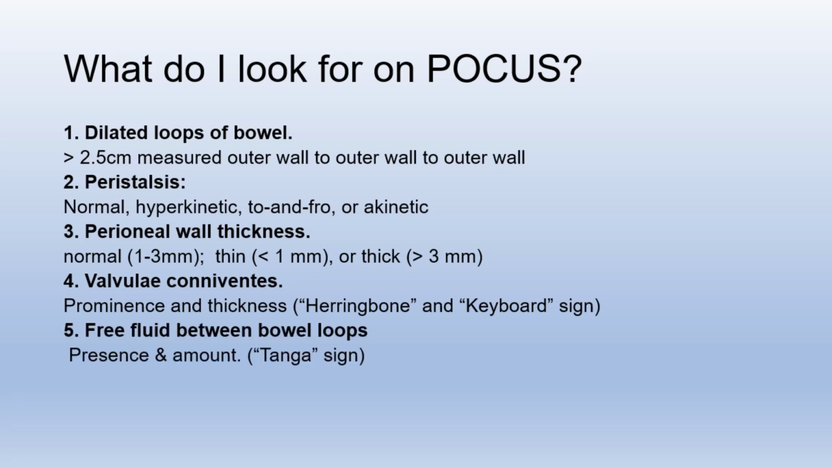Number 5 is the free fluid between the bowel loops. You're going to categorize the amount. You're going to look for the Tanga sign. Consider looking at the right upper quadrant to quantify the amount of fluid. And finally, the transition point. So I didn't talk about this much in this talk. CT, frankly, does a better job at identifying a transition point. Not readily seen on ultrasound, but as you gain more experience, perhaps you will be able to identify it in your practice. Some of the studies show that it's low specificity on POCUS.